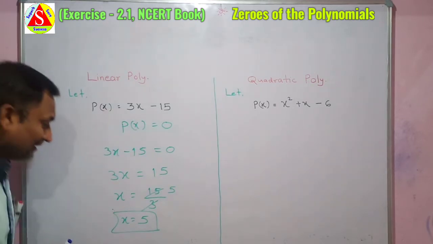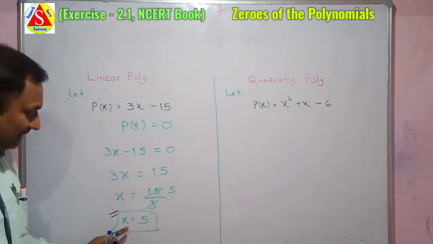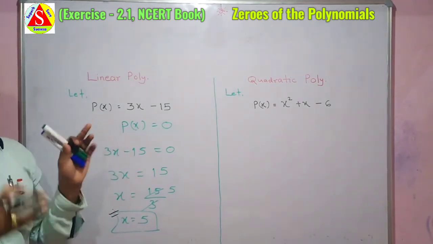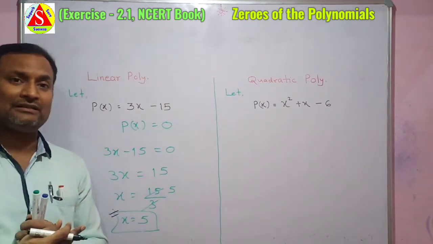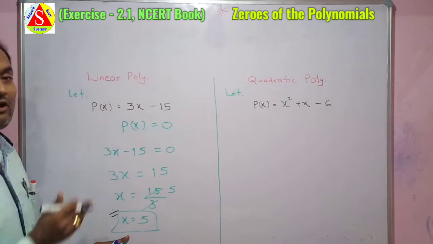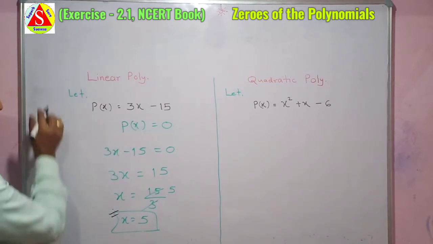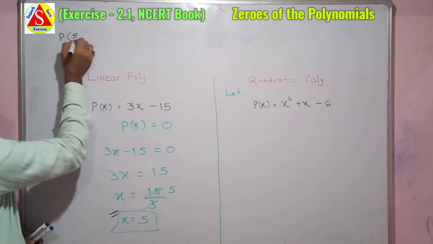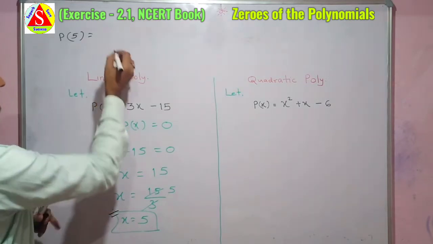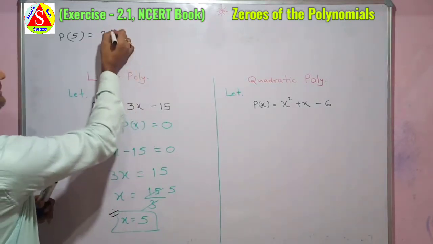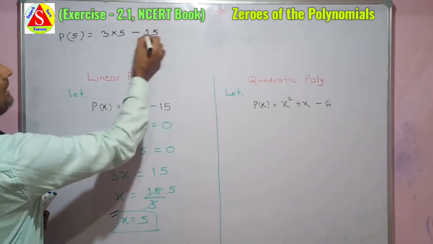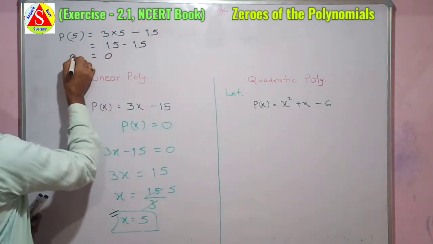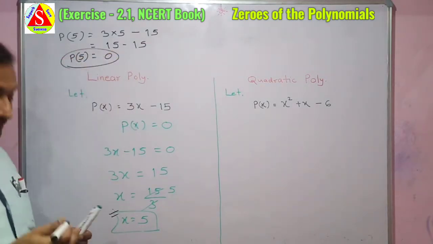Dear students, this value, x is equal to 5, is the zero of this polynomial. Why are we calling it the zero of the polynomial? Let's put this value in the polynomial. When we put x is equal to 5 in this polynomial, we will have p(5), and in place of x we write 5. After simplifying we will have 15 minus 15, that is 0. So p(5) is equal to 0.